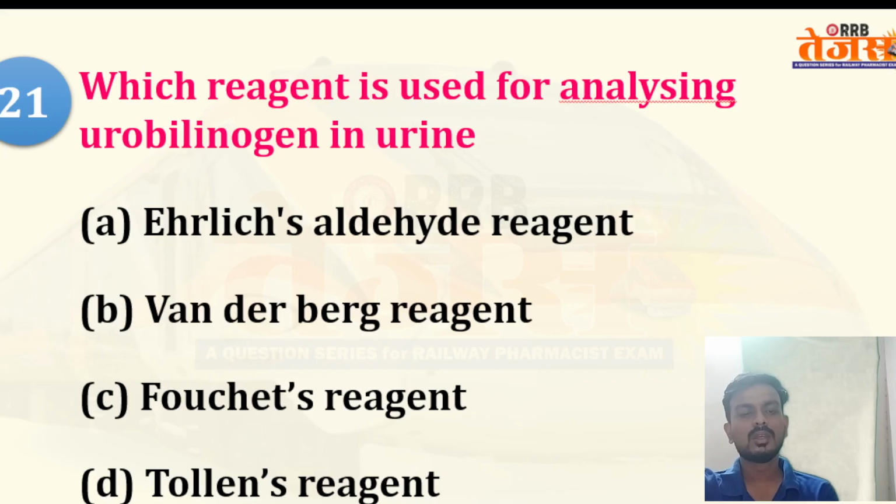Moving to the next question: which reagent is used for analysis of urobilinogen in urine? Options are Ehrlich's reagent, Vanderburg reagent, Fouchet's reagent, Tollens reagent. Here the right answer is Ehrlich's reagent.